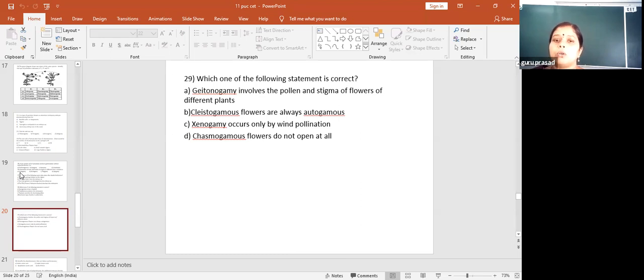Chasmogamous flowers do not open at all. No, chasmogamous flowers are well exposed. They are well opened and exposed with stamens and stigma. So that statement is wrong.